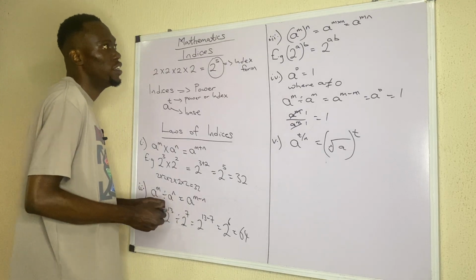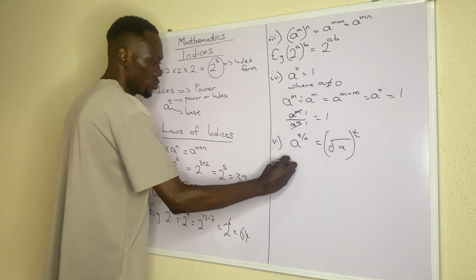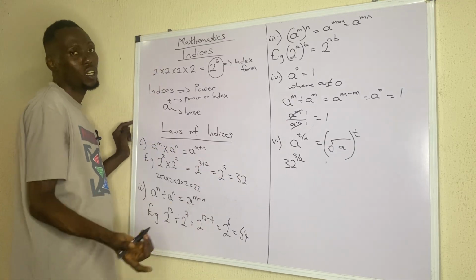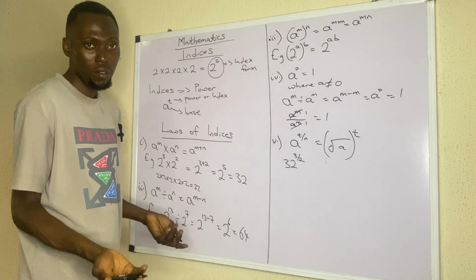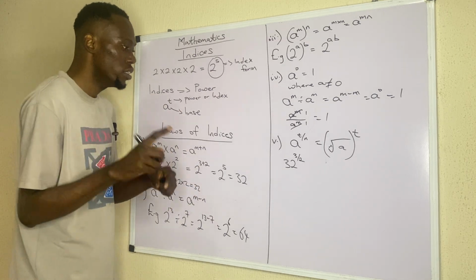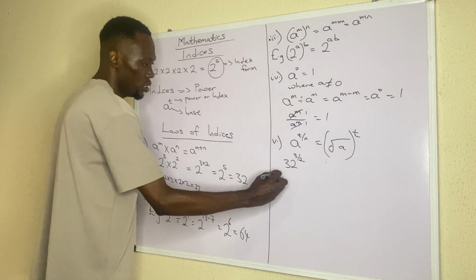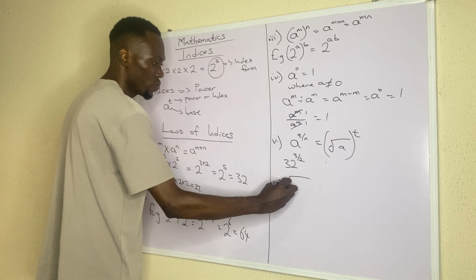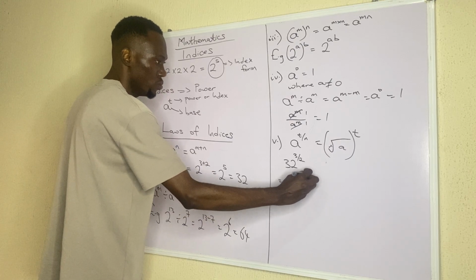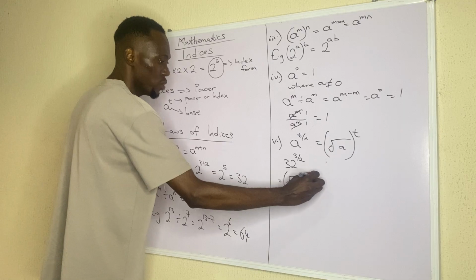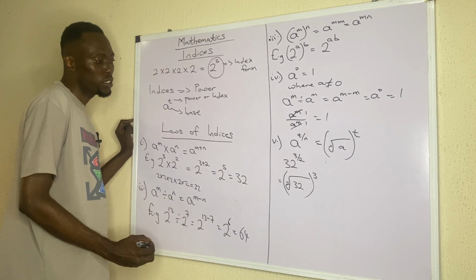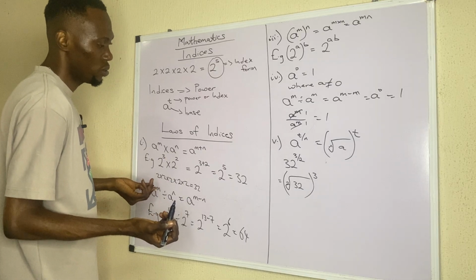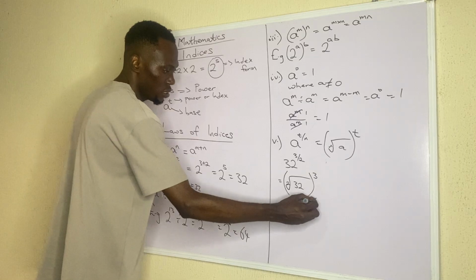So if I have, let's say, 32 raised to the power 3 over 2. I know you can use your calculator to get this, but me, I do not need my calculator because I have the knowledge of indices, right? So if I want to solve this, applying this law, this will give me the second root of 32 raised to the power of 3. What would multiply itself to give you 32? Nothing, right? Nothing. So the answer is this.